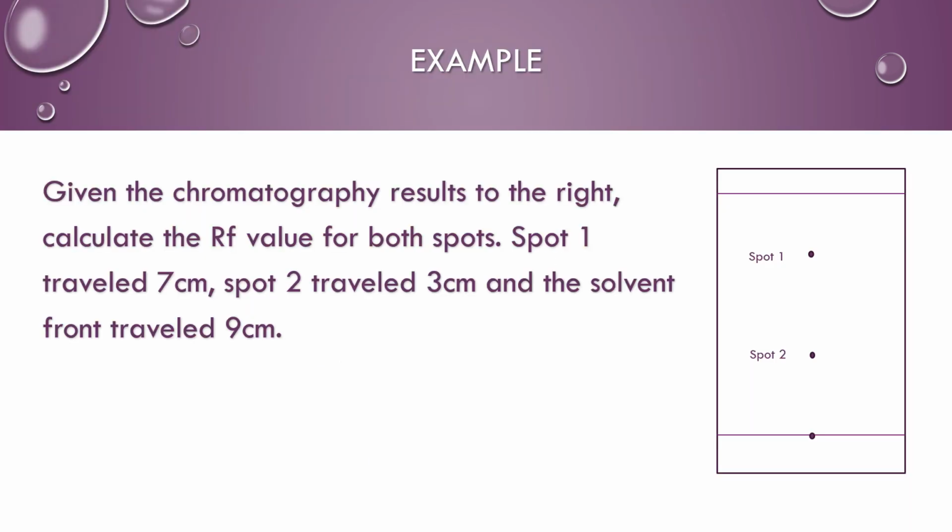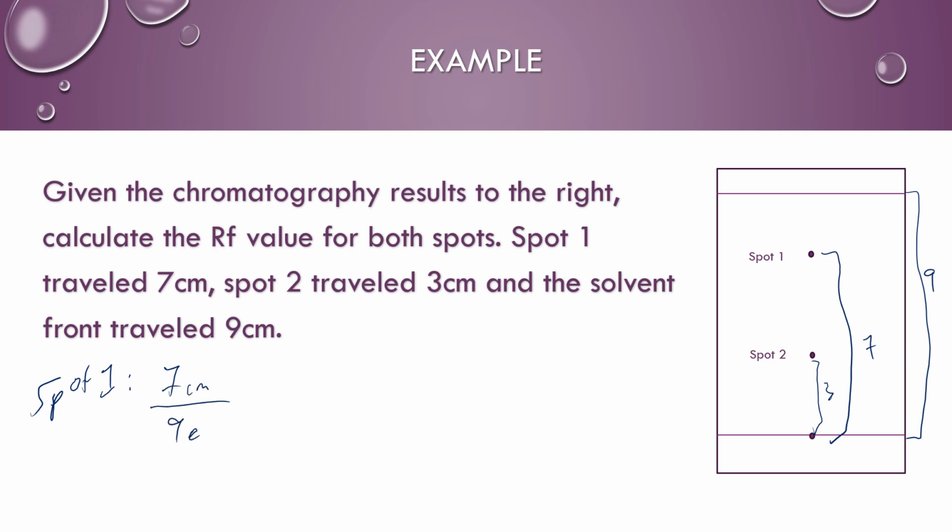So here's an example question. Given the chromatography results shown, calculate the RF value for both spots. So they told us that spot 1 traveled 7 centimeters, spot 2 traveled 3 centimeters, and the solvent front traveled 9 centimeters. So let's do spot 1. You would do the distance that the spot traveled, which was 7, over the distance the solvent traveled. And so you get 0.78.